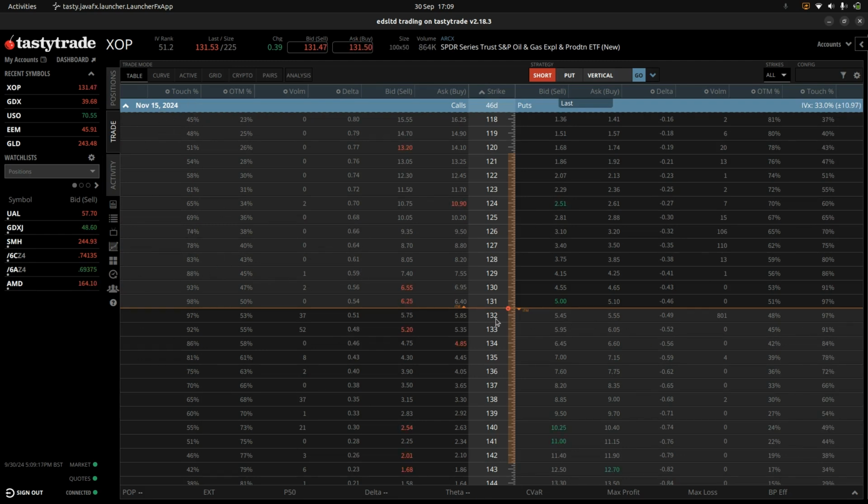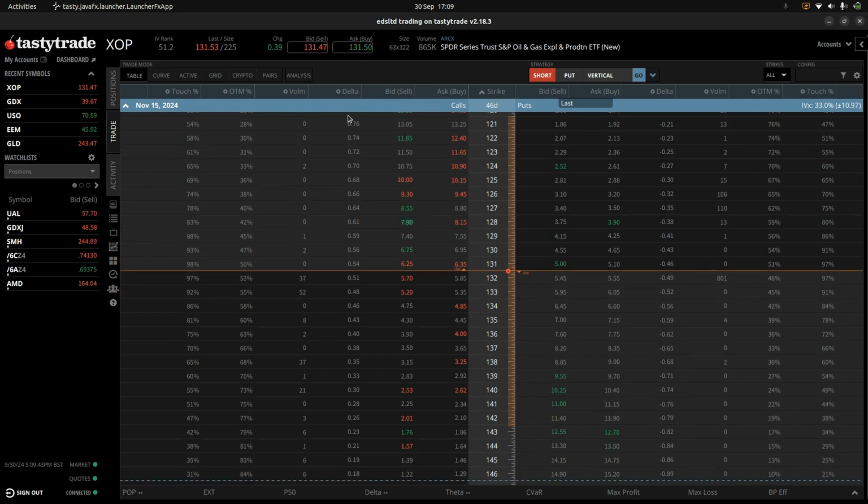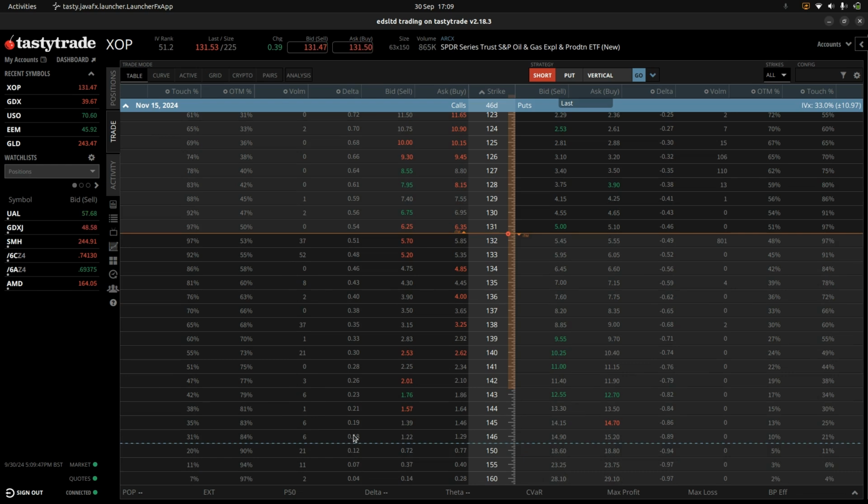The horizontal orange bar shows you where price currently is. The vertical orange bar shows you the expected move of XOP over the next 46 days with respect to the rest of the strikes. So there's two types of contracts, calls and puts. We're going to sell one call and one put. Where are we going to sell the call and the put? Well, I like to go anywhere between a 15 and 20 delta on either side. So if you look at the delta column, go all the way down to a 15 or 20 delta.